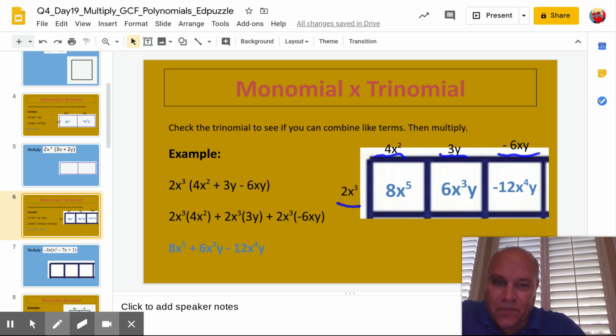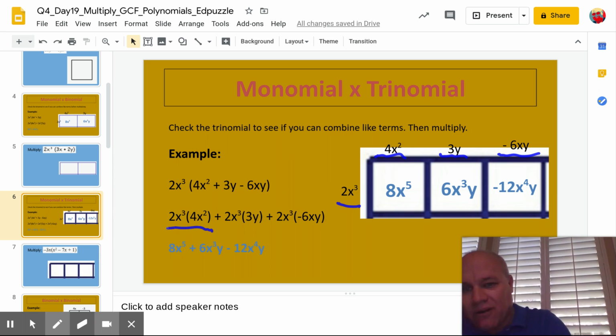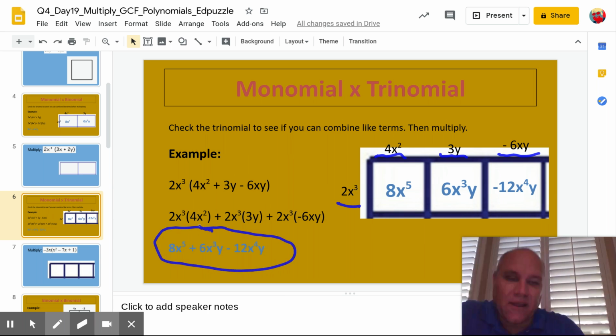All right, so 2x to the third times 4x squared, well, 2 times 4 is 8. X to the third times x squared is x to the fifth. 2x to the third times 3y, well, 2 times 3 is 6. X to the third times 1 is x to the third, and then 1 times the y is the y. And then negative 2x to the third times negative 6xy, well, it's going to give us negative 12x to the fourth y. So then we write out our final answer. We won't leave it in the generic rectangle. We'll write it out. It'll look like that.